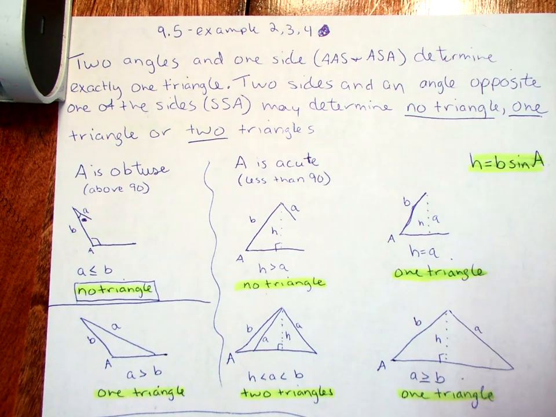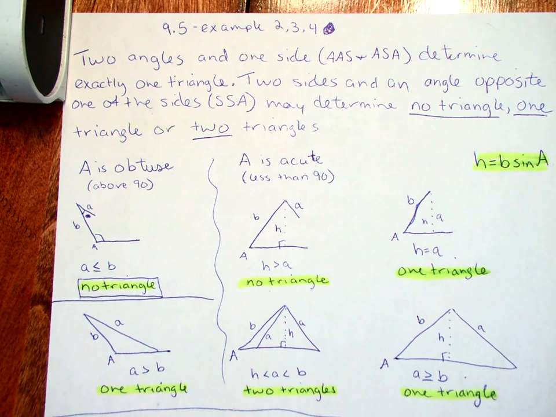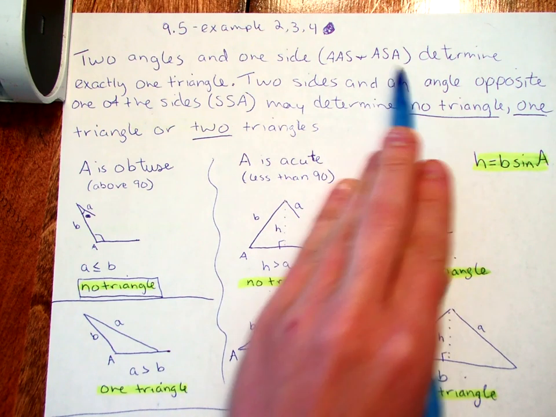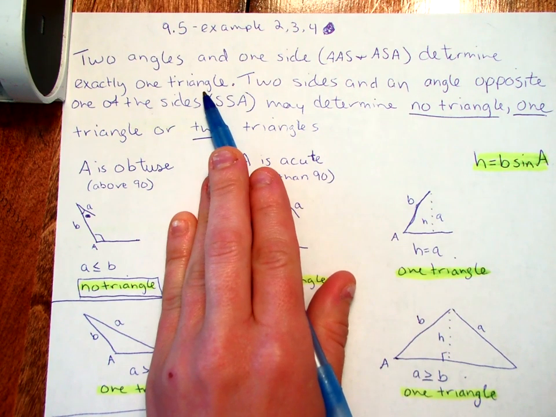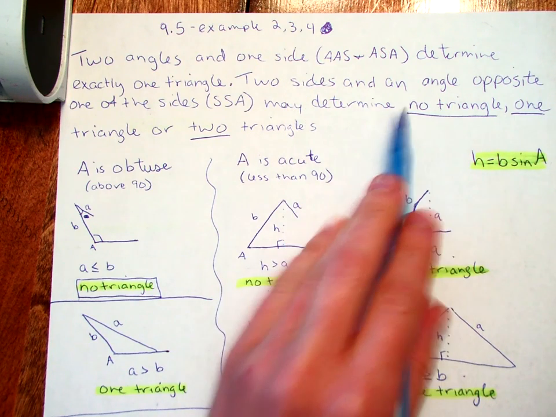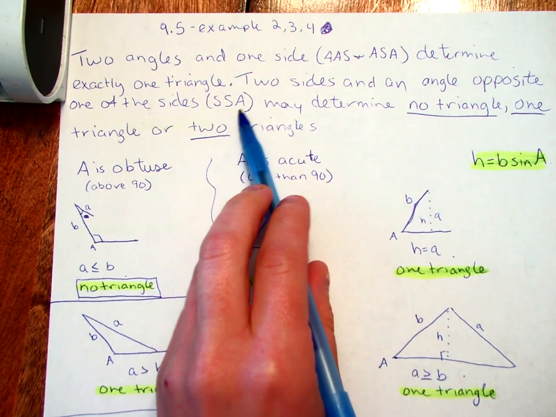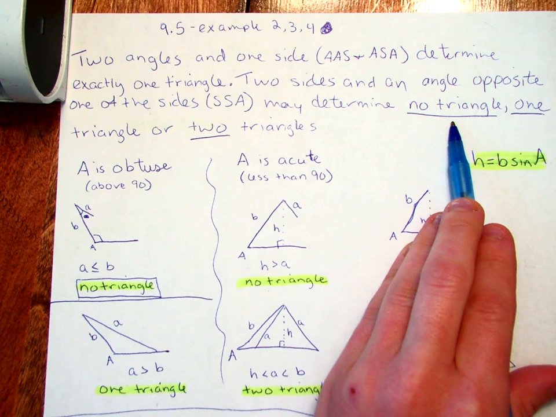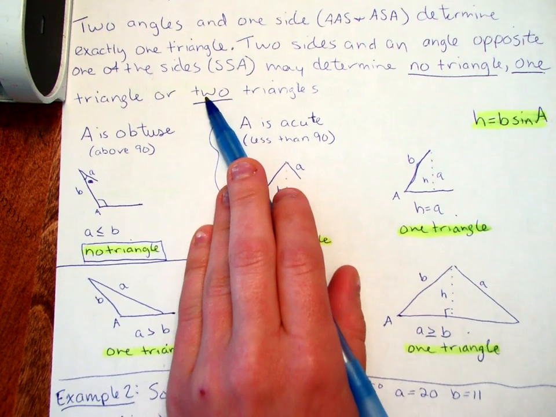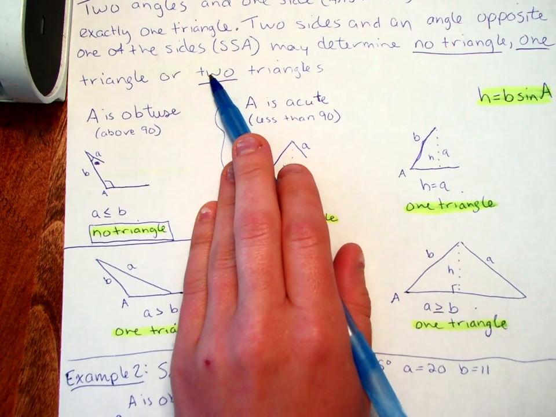Okay, good. So, two angles and one side, angle, angle, side, and angle, side, angle, determine exactly one triangle. This is what we did yesterday. Two sides and an angle opposite one of the sides, or side-side angle, may determine no triangle, one triangle, or two triangles. So there's three different situations that we're working with today.